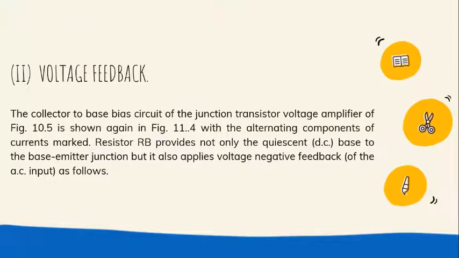Two, voltage feedback. The collector to base bias circuit of the junction transistor voltage amplifier of FIG 10.5 is shown again in FIG 11.4 with the alternating components of current marked. Resistor RB provides not only the quiescent or DC base current to the base emitter junction, but it also applies the voltage negative feedback of the AC input as follows.